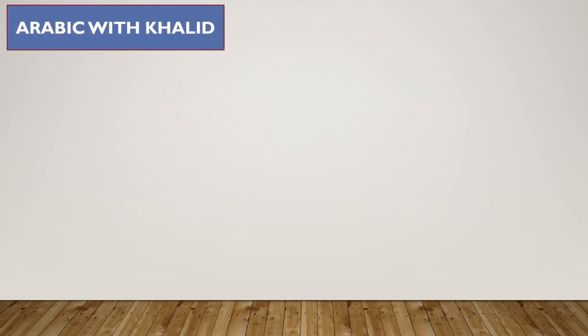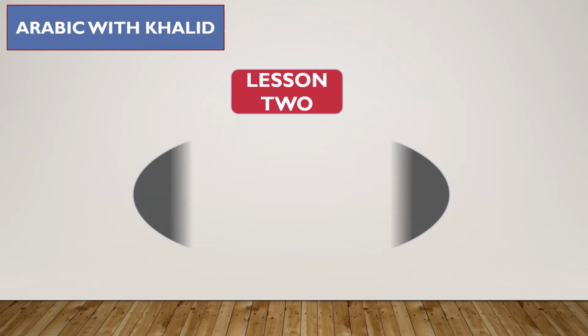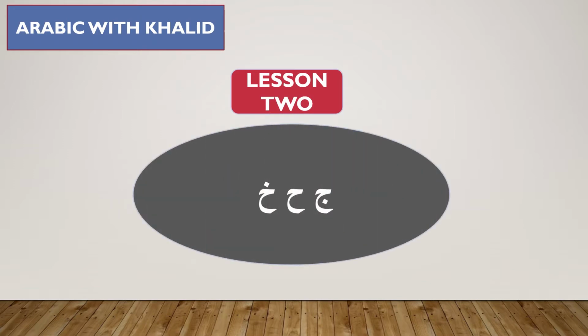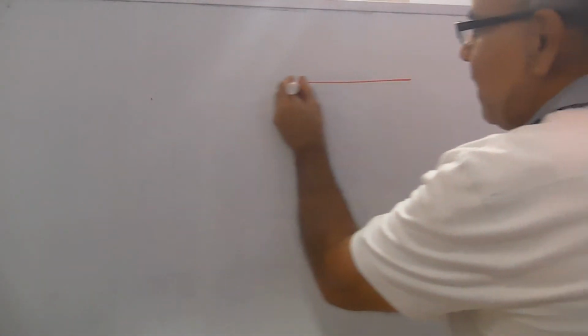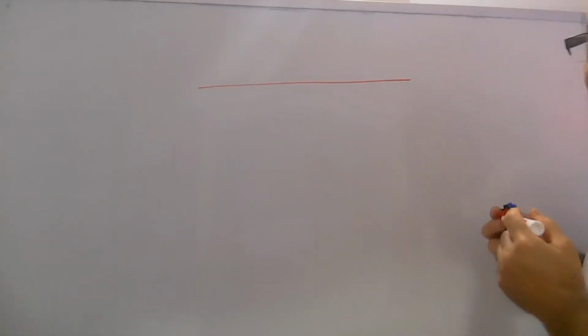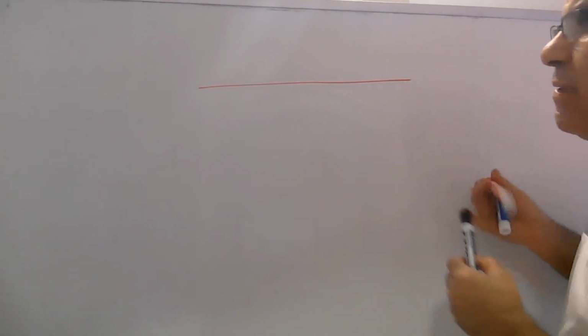We are starting lesson 2, and in this lesson we will introduce the letters Jim, Ha, Kha. Let's go ahead and learn how to write these letters, then we will come back to practice reading and pronunciation. Let's practice writing the letters Jim, Ha, and Kha. Those three letters are identical, meaning that they take the same shape. The only difference is where we put the dot.